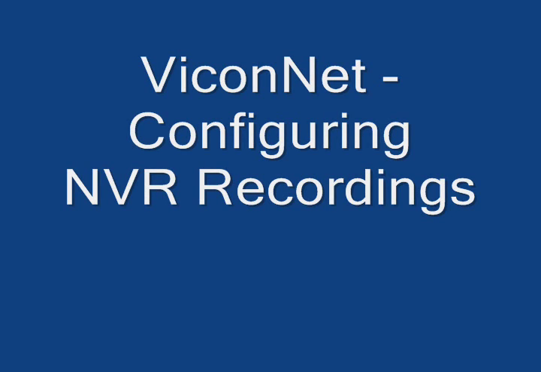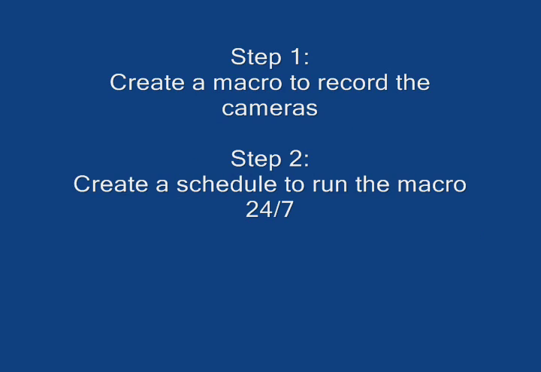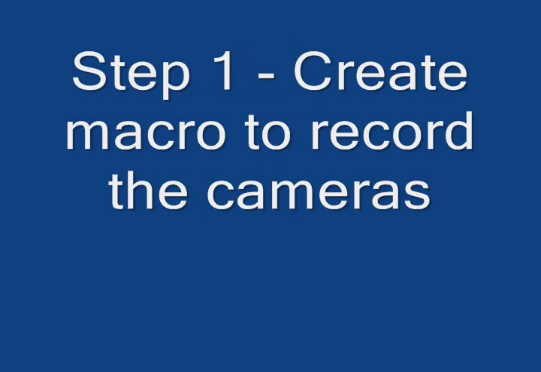ViconNet, configuring NVR recordings. Configuring an NVR to record IP cameras is performed in two steps. Step 1, create a macro to record the cameras. Step 2, create a schedule to run the macro 24/7. Step 1, create macro to record the cameras.